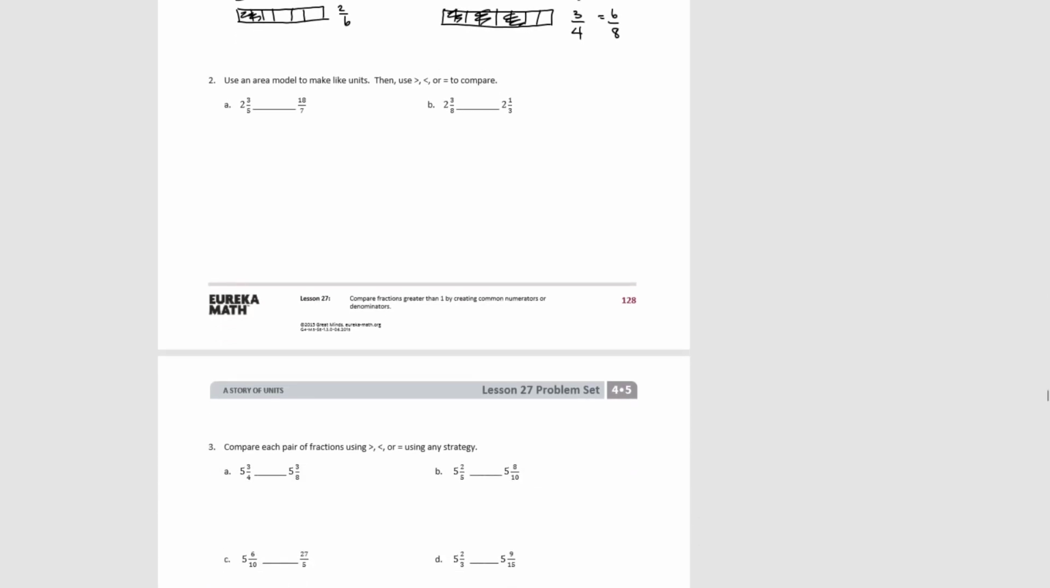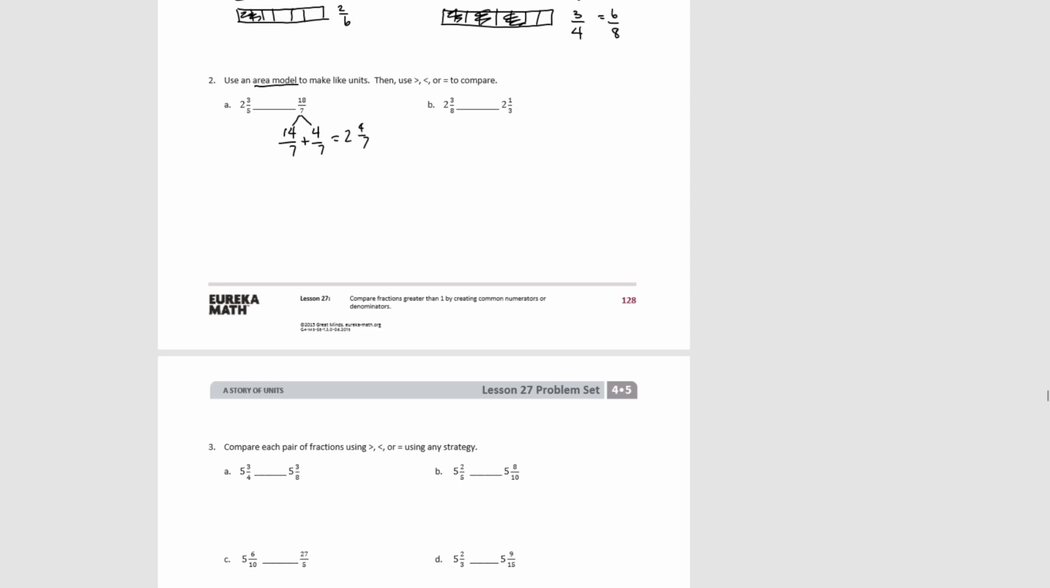Okay, moving on, for number 2, we're going to use an area model to make like units. So pause the video and try A. So for A, we're going to change our fraction into a mixed number. So 14/7 plus 4/7 would be equal to 18/7. So this would be equal to 2 4/7.